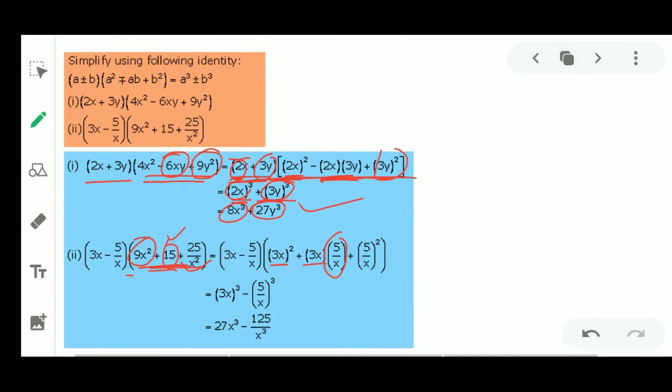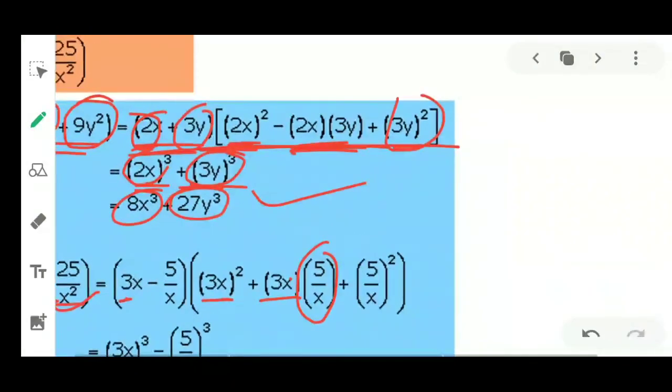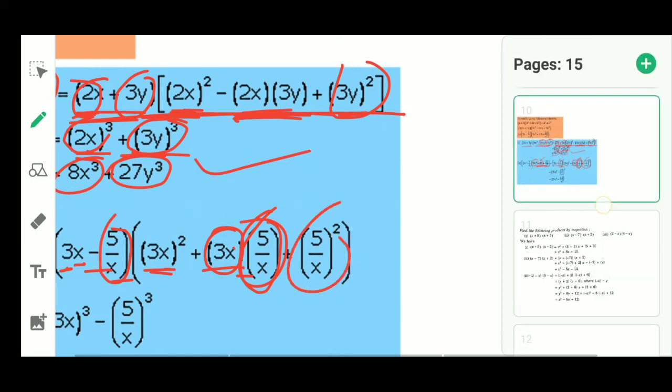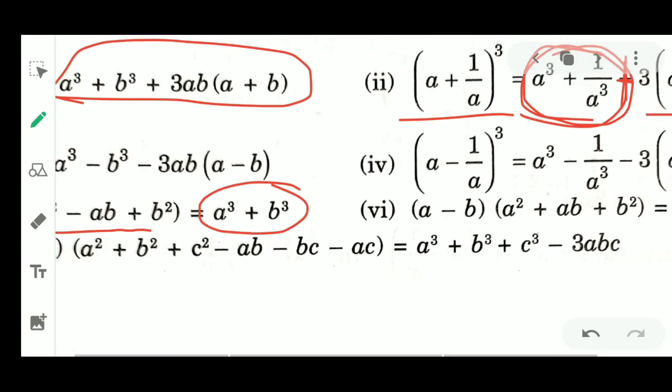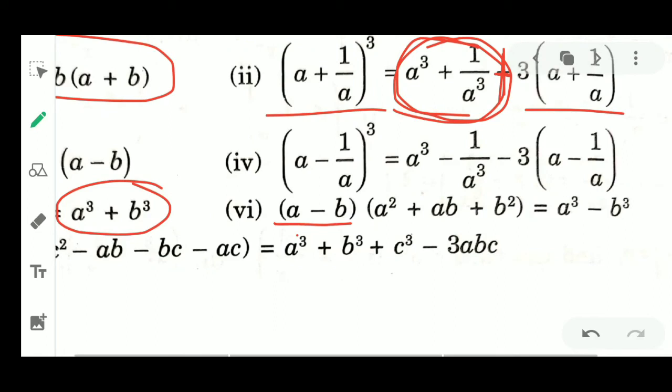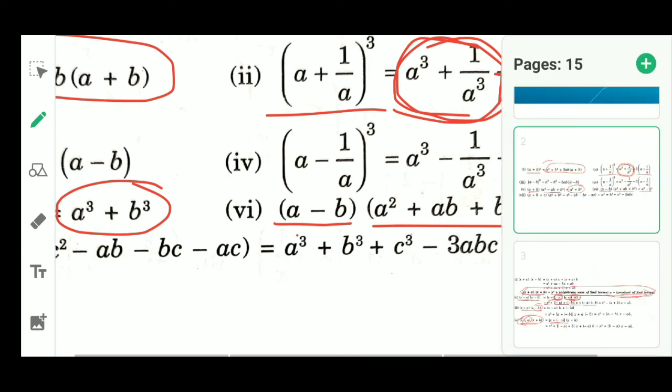Clear? Now consider 3x as a and 5/x as b. Now this is in the form of (a − b)(a² + ab + b²). Now the formula is (a − b)(a² + ab + b²) equals a³ − b³.